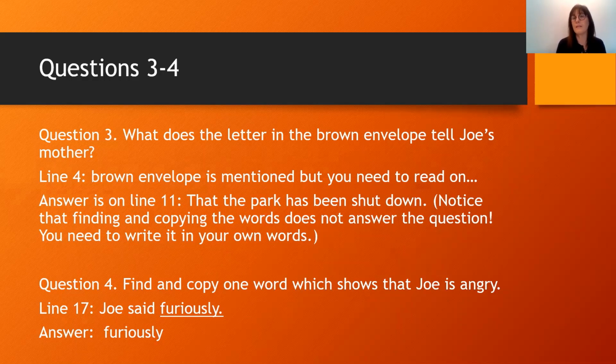That's when you find the evidence in the text and just copy it word for word. Question number 4. Find and copy one word which shows that Joe is angry. Do you remember before we talked about those find and copy questions that are linked to vocabulary are often asking you for a synonym? So it uses the word angry in the question, but in the text on line 17, if you can underline the word now, it says Joe said furiously. Do you find and copy the whole phrase, Joe said furiously? No, because it says find and copy one word. So the answer is furiously.